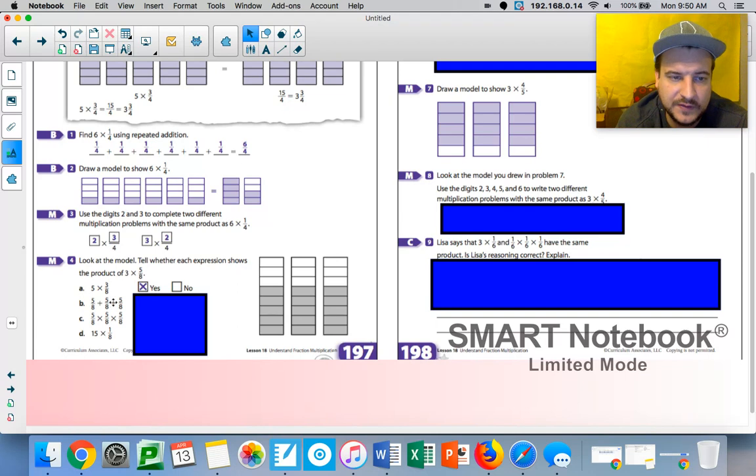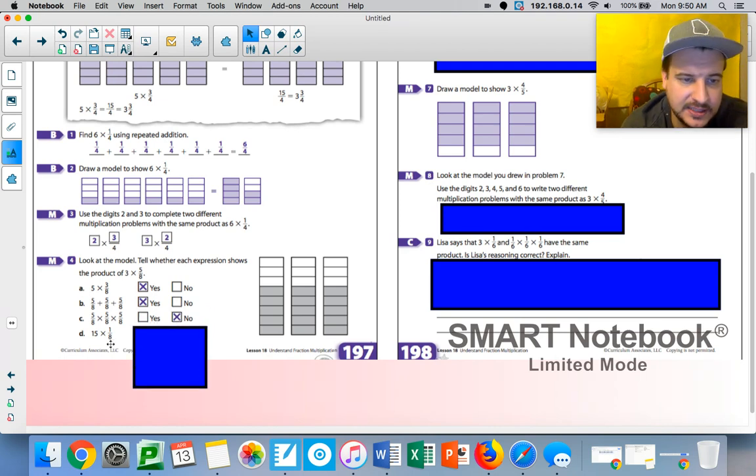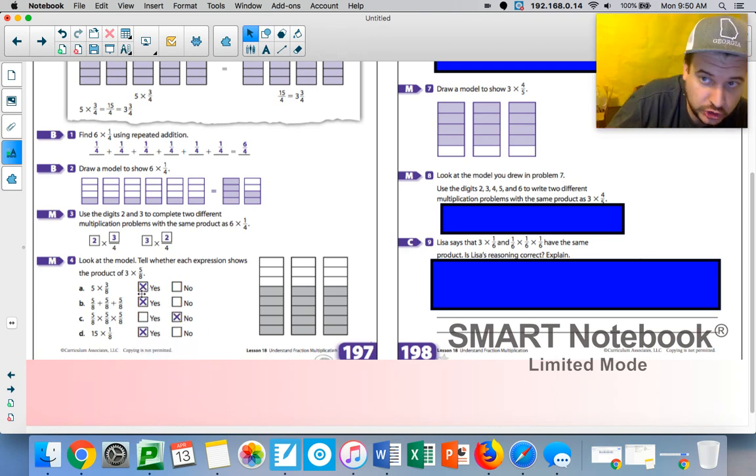5/8 plus 5/8 plus 5/8 would equal 15/8, so that is also a yes. 5/8 times 5/8 times 5/8 would not work. You can add them like we decomposed. That's adding the pieces. But if we're multiplying, 5 times 5 equals 25, 8 times 8, you've got to keep going. It'll get bigger and bigger. So this is a no. And then 15 times 1/8. 15/1, 15 times 1 is 15, 8 times 1 is 8. So 15/8. That is a yes as well. So yes, yes, no, and yes.